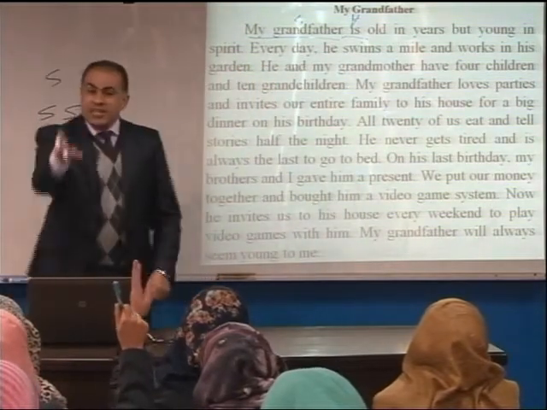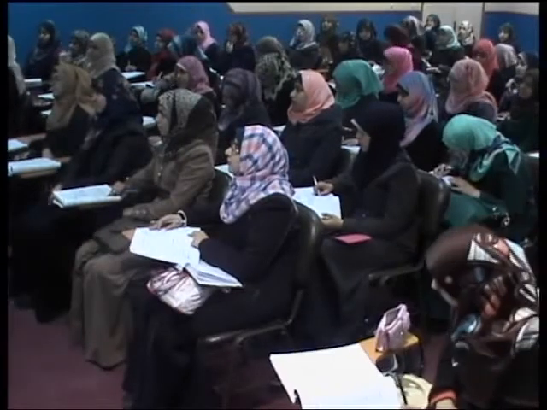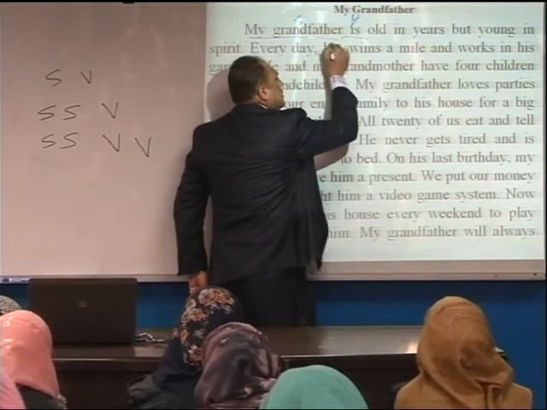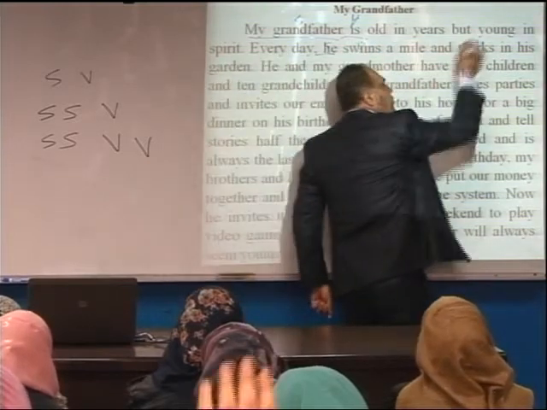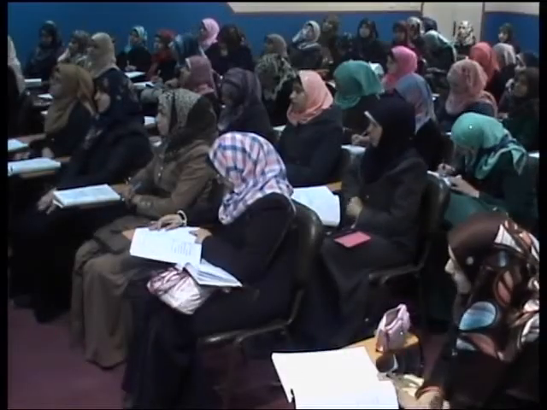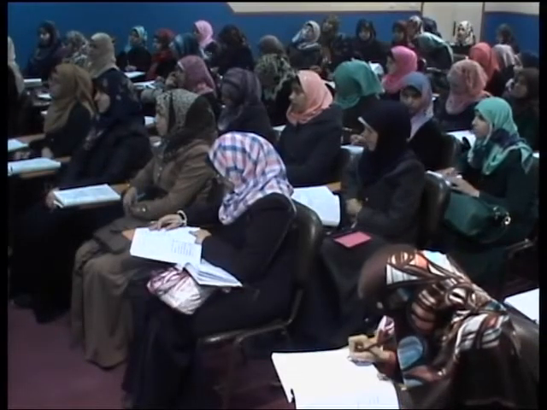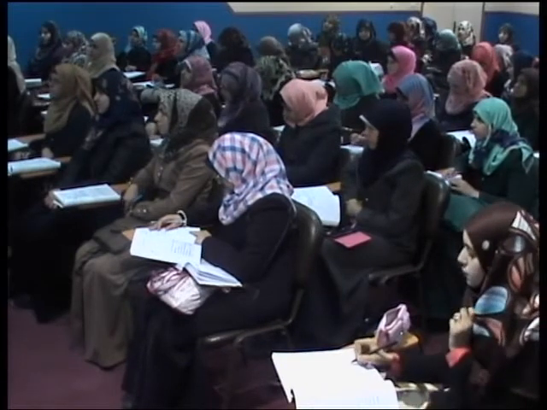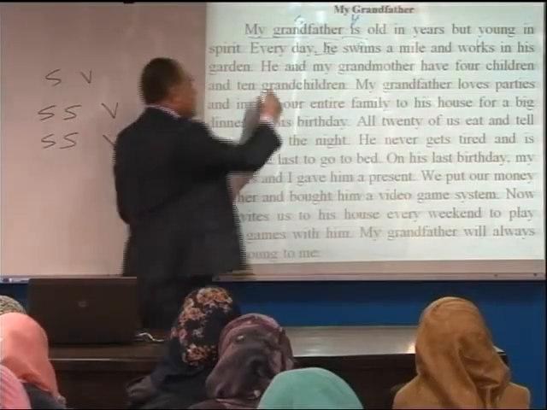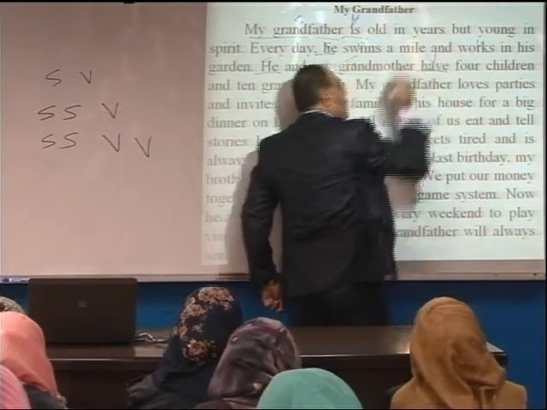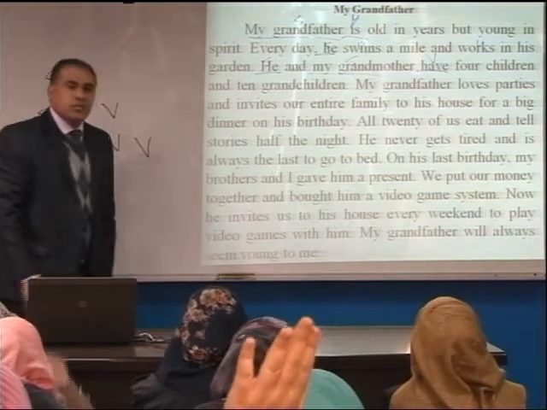Alright, the next one. Yes, please. "He swims a mile and works in his garden." He is the subject. Swims is a verb and works is also a verb. Very nice. Yes, please. "He and my grandmother have 4 children and 10 grandchildren." Very nice. So he is the subject. My grandmother is another subject. Have is the verb, and the object is 4 children and 10 grandchildren.